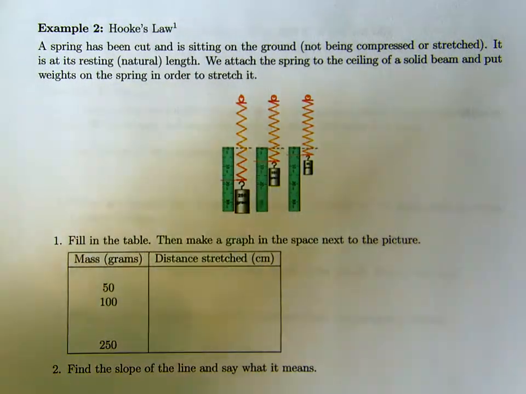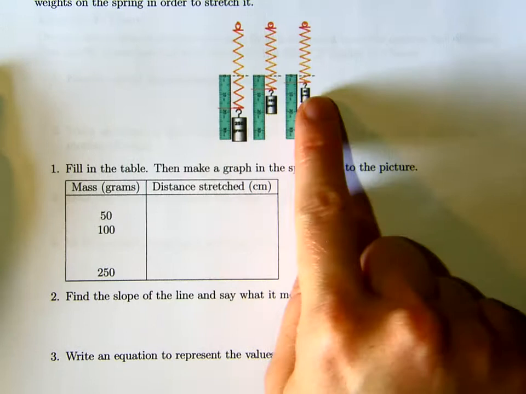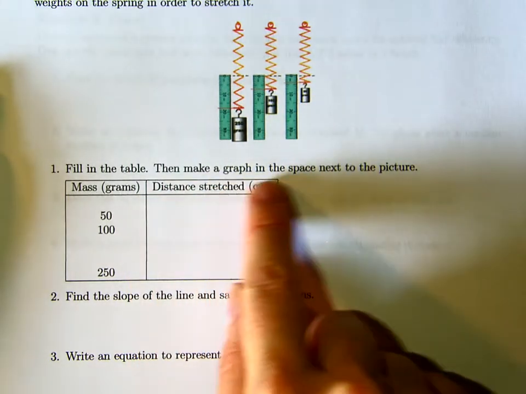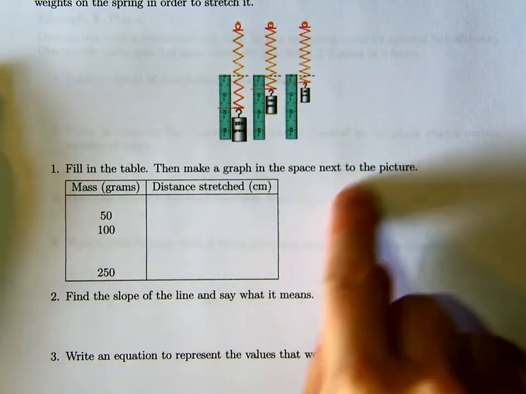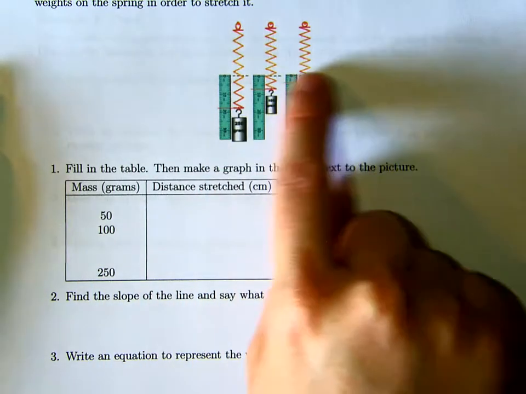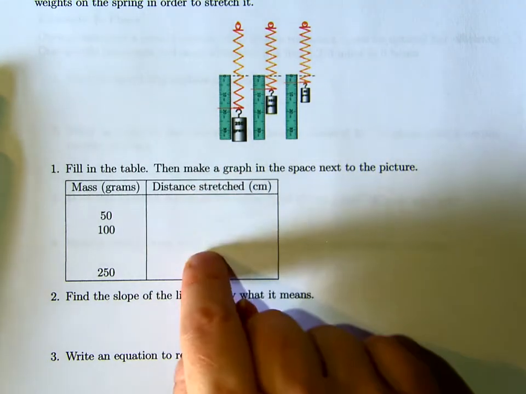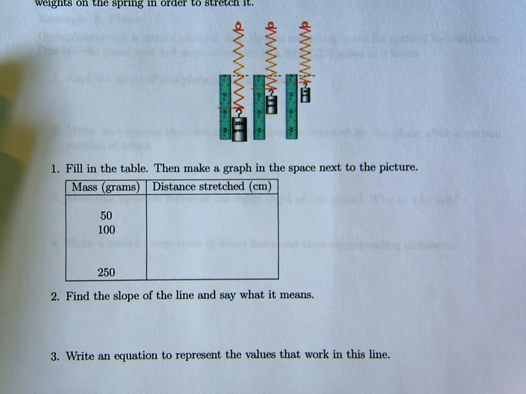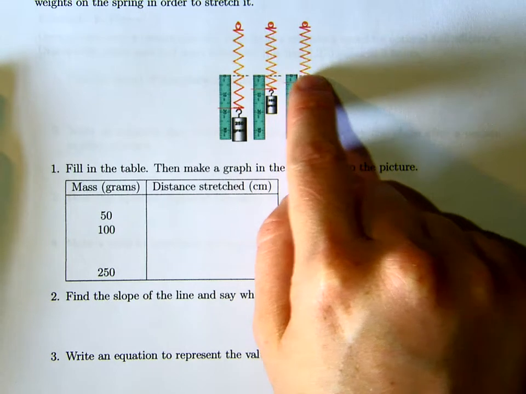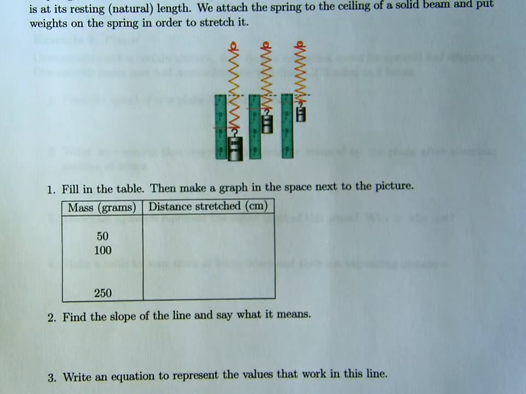It says, fill in this table based on this picture. Make a graph in the space right here. Okay, so we are given some masses here, and our job is to find out how far did it stretch. Okay, so this dashed line here would be its natural length, and how far did it stretch. Okay, I'm going to zoom in on this image.